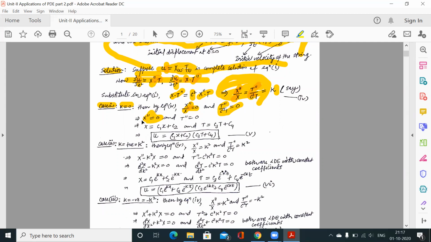Now we have to integrate this. So what is the integration? This is x double dash, means double differentiation of x, and we have to integrate this. So what we get, first time we get x dash is equal to c1, and after the second integration what we will get, c1x plus c2.